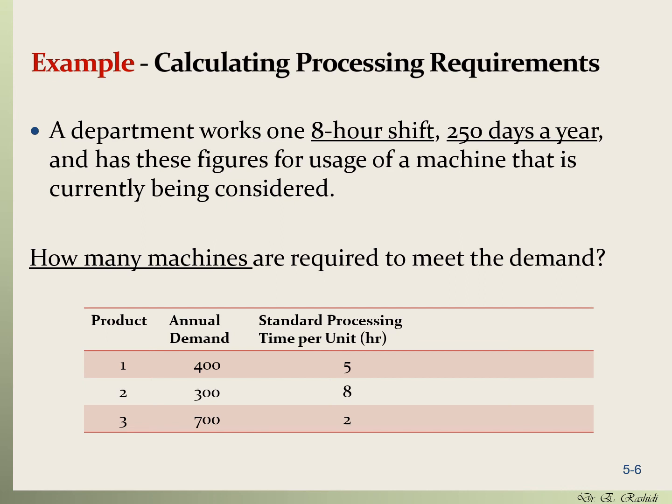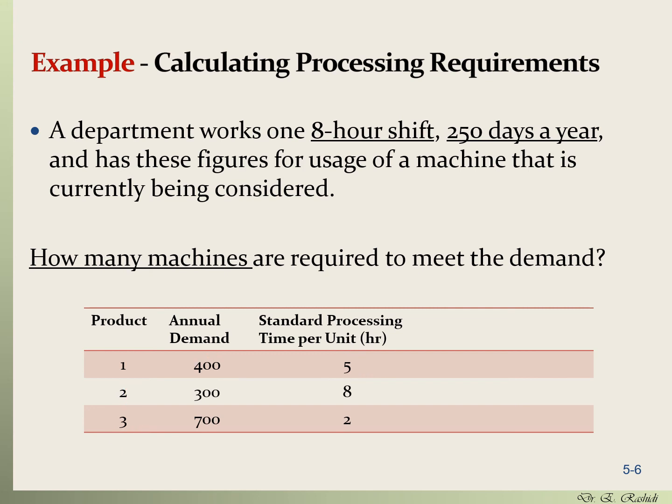The second column shows the annual demand, which is the estimation based on the forecast that they have from the market for this product. For product number 1, the estimated annual demand is 400, and the standard processing time per unit of product 1 is 5 hours. So it takes 5 hours of processing time for the equipment to produce 1 unit of product 1. We have this information also for product 2 and product 3.